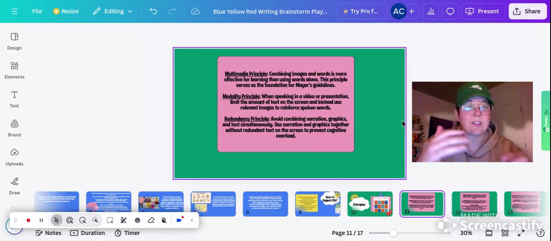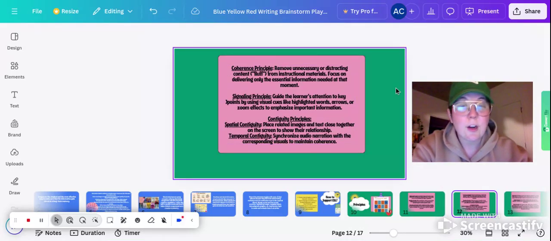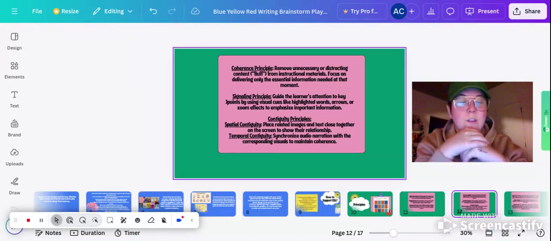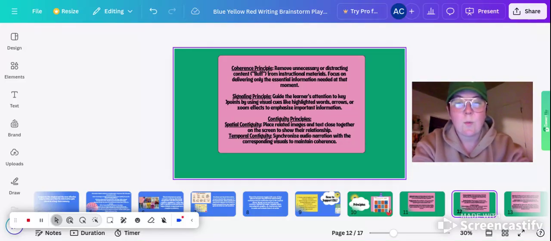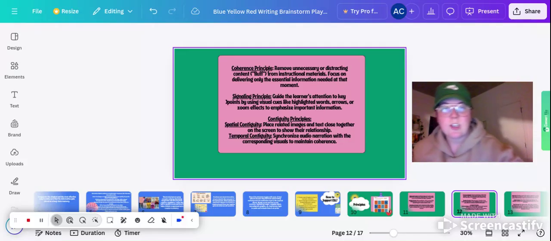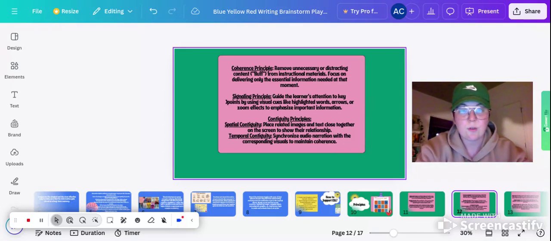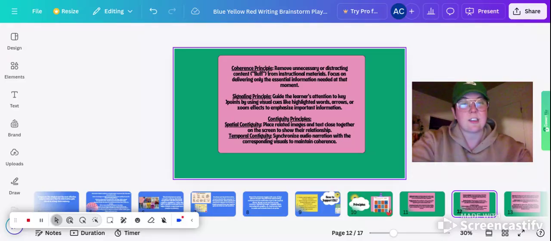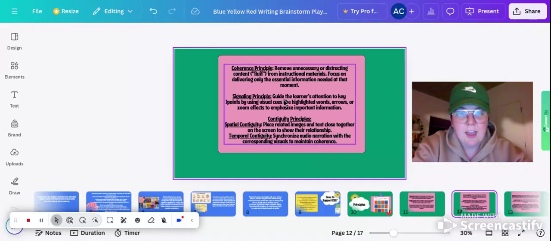Redundancy principle. It's saying not to use narration, graphics, and text all at the same time, so making sure that there's not too much information coming across all at once. Coherence principle. So don't have a lot of fluff within your presentation and the visuals that you're using, making sure that it really is specific and intentional in its use. We also have the signaling principle, which is to help guide the learner's attention to key points or visual cues, like highlighted words or arrows or things zooming into the text, so that they're aware of what the focus is.